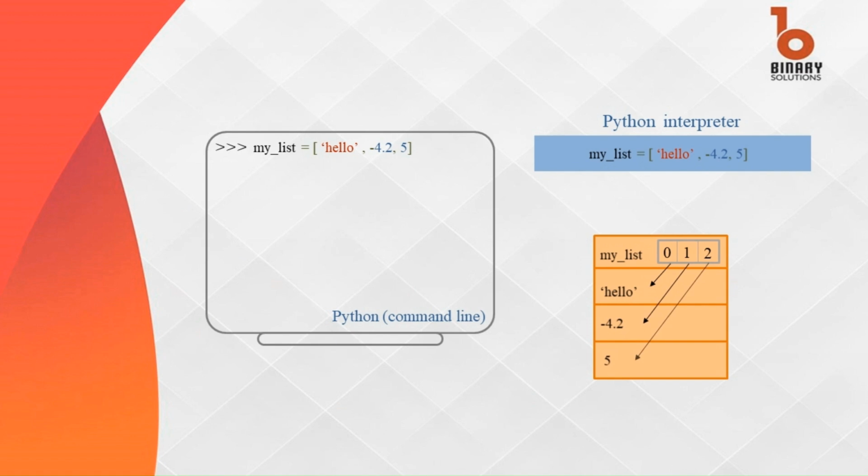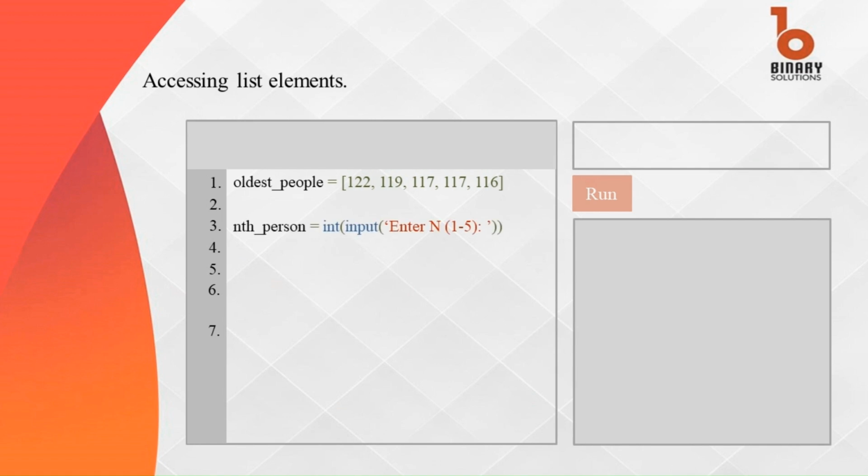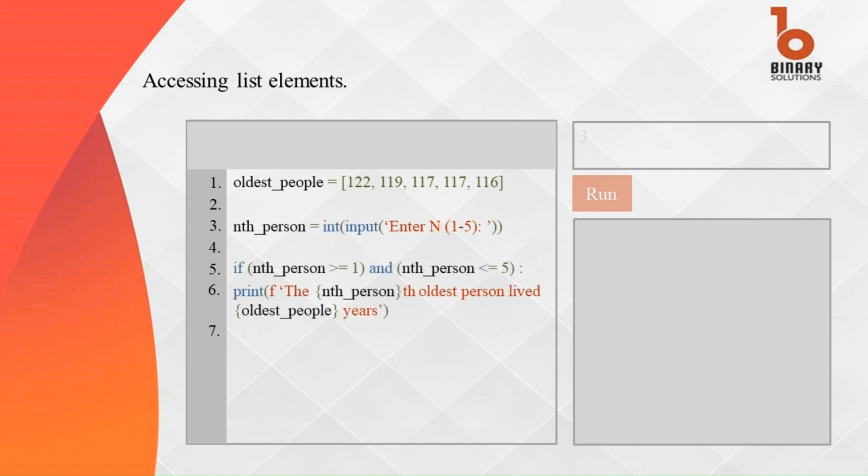In Python, list elements are accessed using zero-based indexing, where the index represents the position of an element in the list. This program demonstrates the concept by using a list, oldest_people, to store the ages of the top 5 oldest individuals sorted from oldest to youngest. The user inputs a number, and the program retrieves the corresponding age using list indexing.